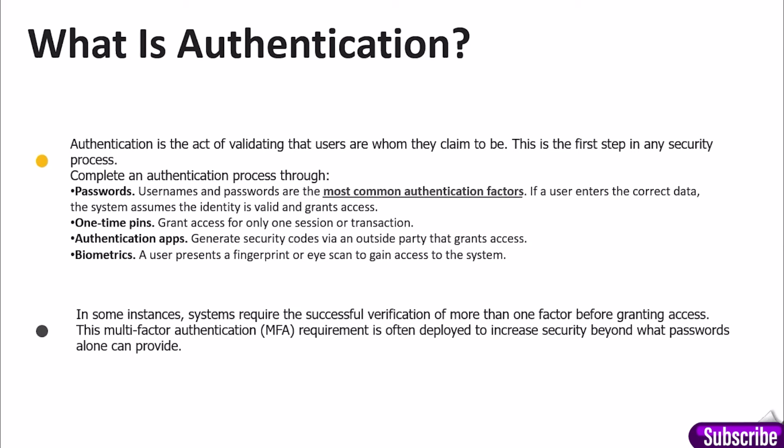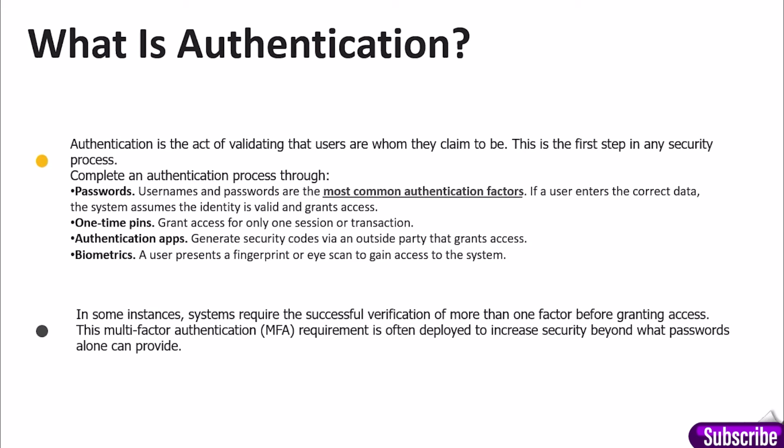Now, what is authentication? Let's see in detail. Authentication is the act of validating that users are who they claim to be. This is the first step in any security process. Here, users complete an authentication process through a password, one-time PIN, authentication app, or biometrics. The username and password are the most common authentication factor. If a user enters the correct data, the system assumes the identity is valid and grants access.